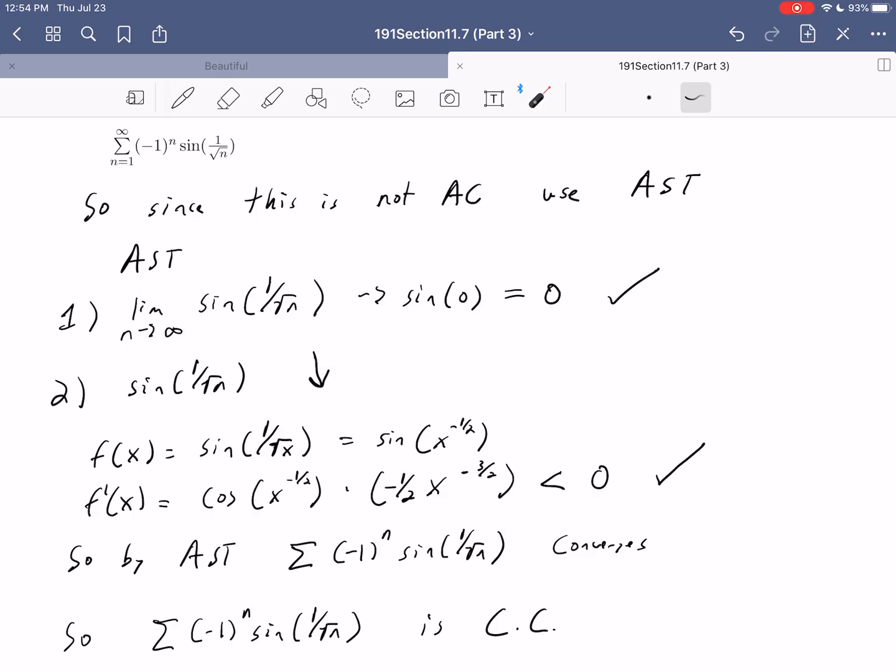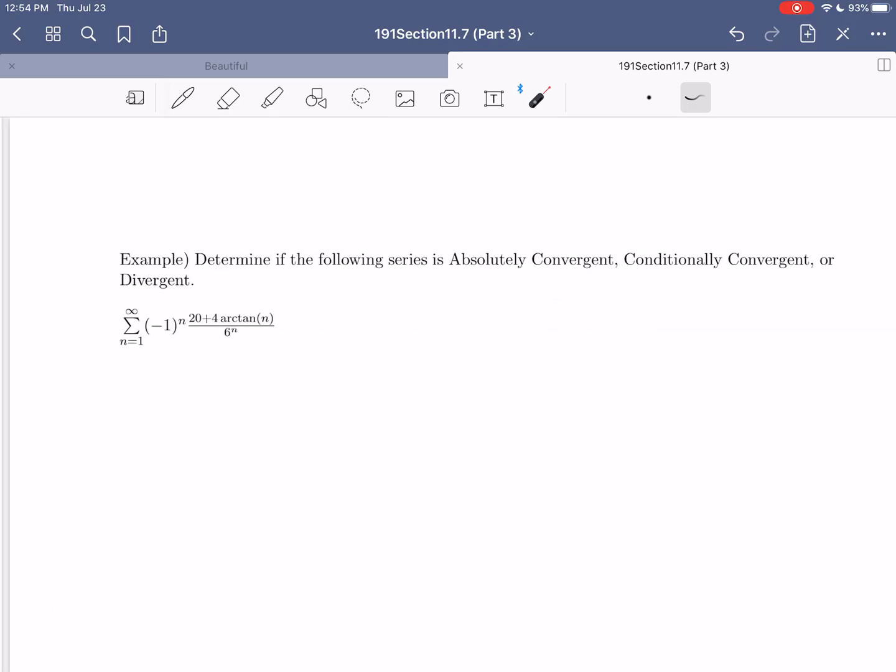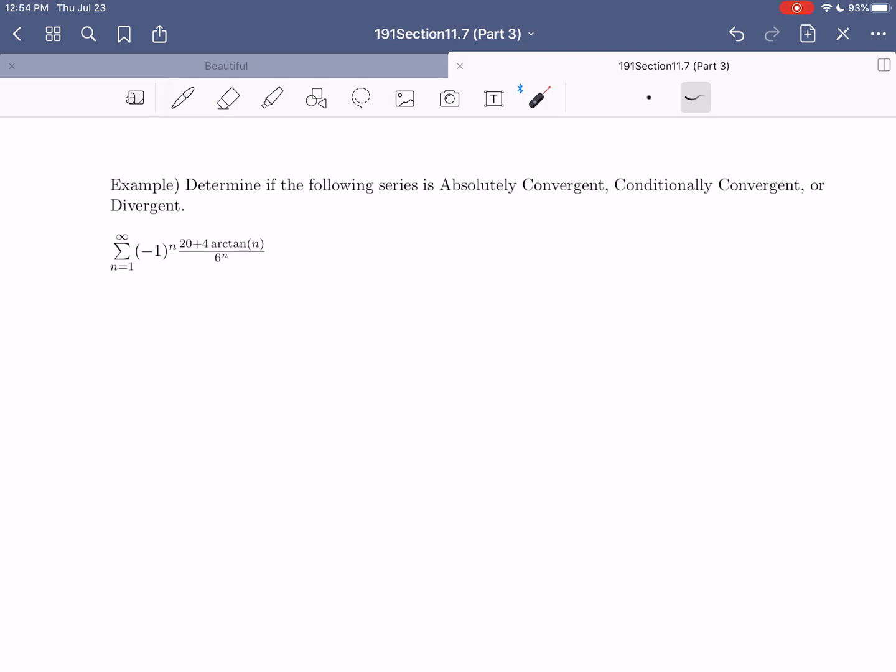Again, also keep in mind LCT was useful to us here because we had that composition, and inside was something that we understood, which was a p-series. Okay, let's take a look at another. Here we've got the sum of (-1)^n times (20 plus 4 arctan n) over 6 to the n. Once again, we have an alternating piece.